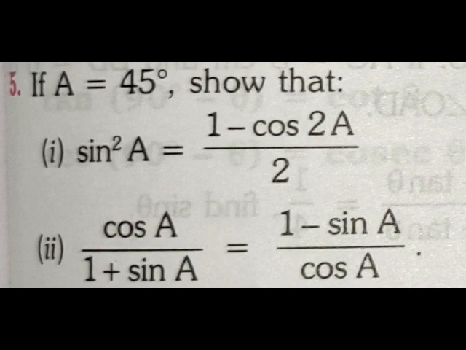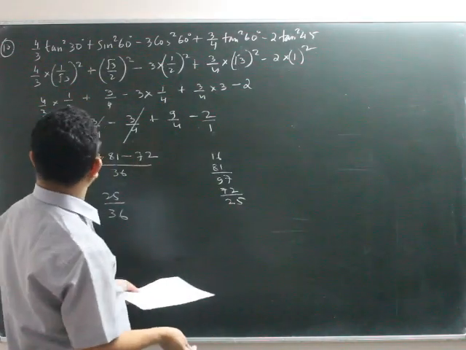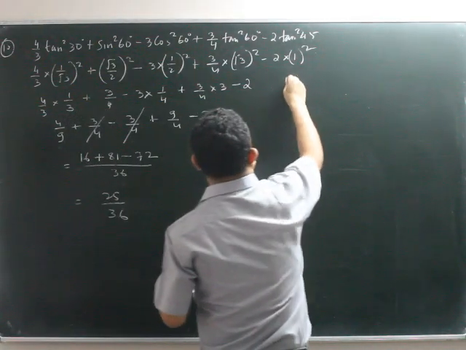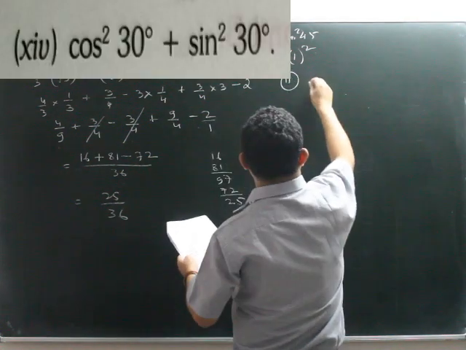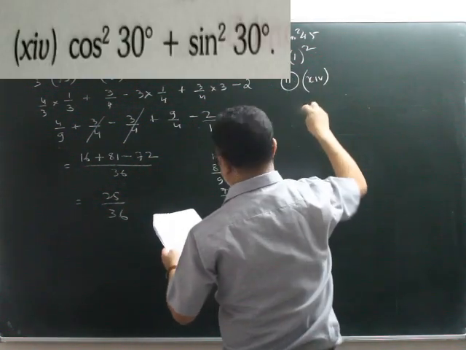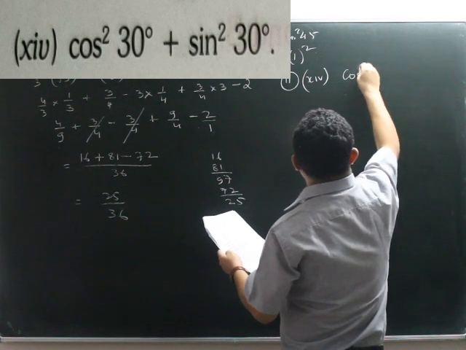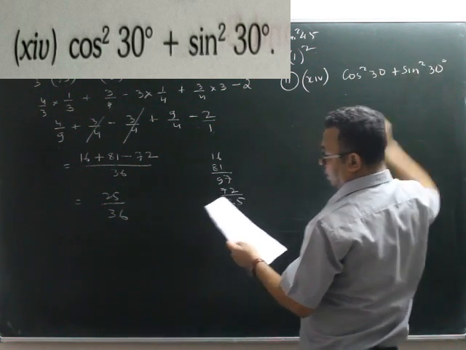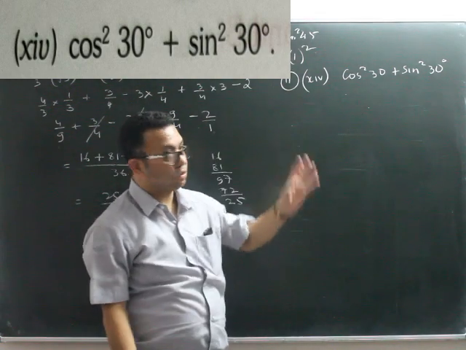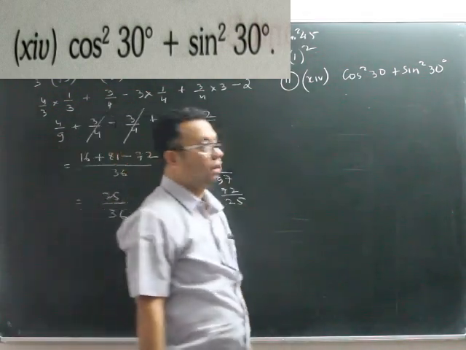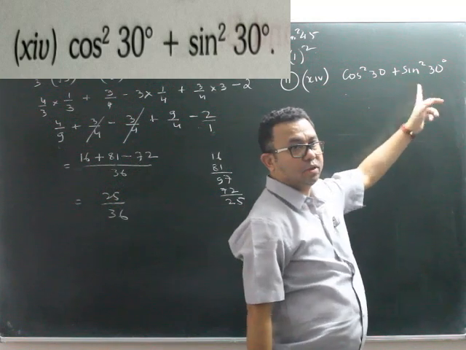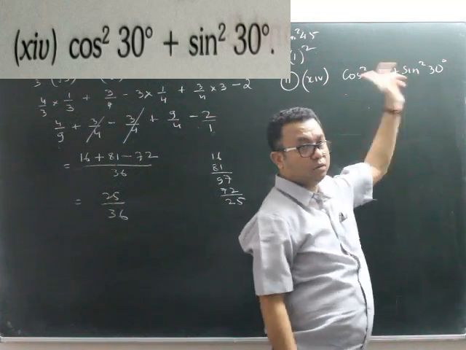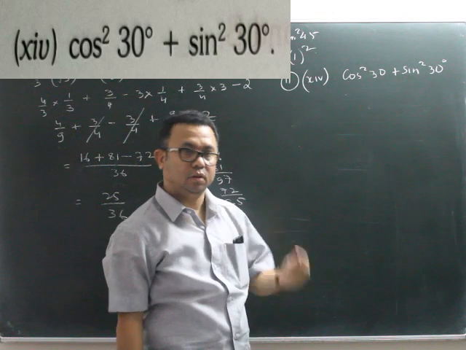So in number 11, let me do the 14th question. It is cos square 30 plus sin square 30. You just try, all are easy. Now I know that sin square 30 plus cos square 30 is 1. In class 10 you will learn that sin square A plus cos square A, if both the angles are the same, is always equal to 1. But since you don't know yet, let's put the values and see whether our answer comes to 1 or not.